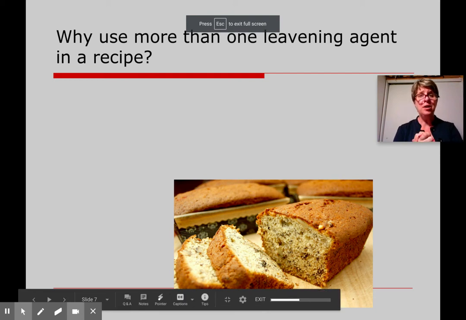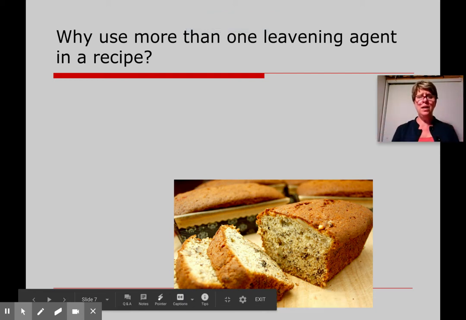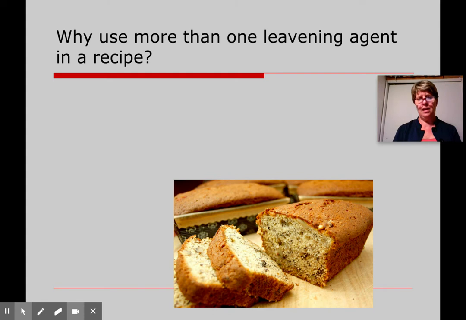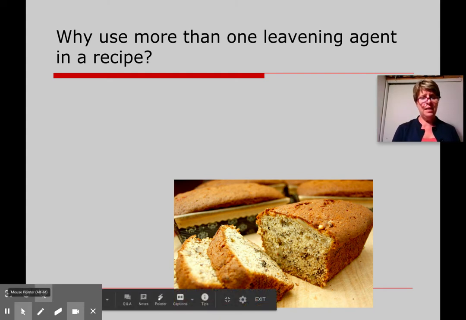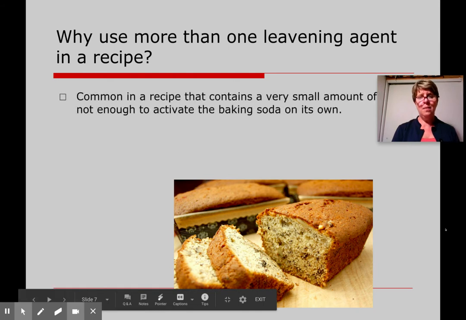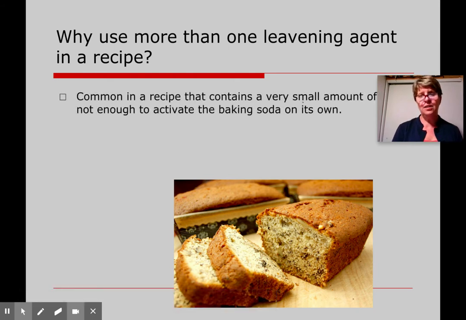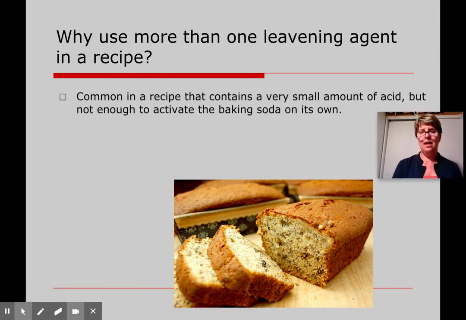All right, part two of quick bread. So, why use more than one leavening agent in a recipe? Some recipes ask for that, like banana bread. Well, the reason for that is common in a recipe that contains very small amounts of acid, but not enough to activate the baking soda on its own. So, it needs some help. It needs a little kick up.